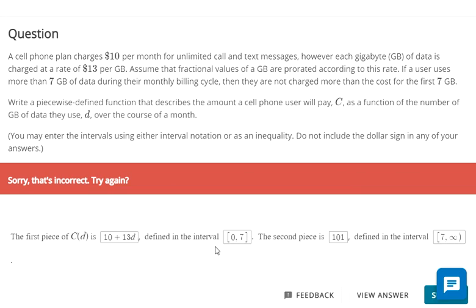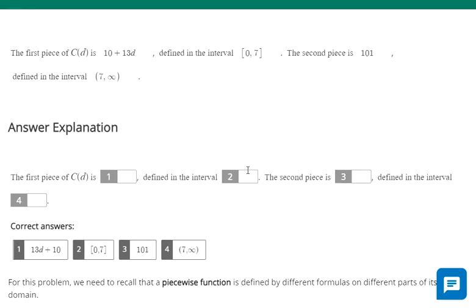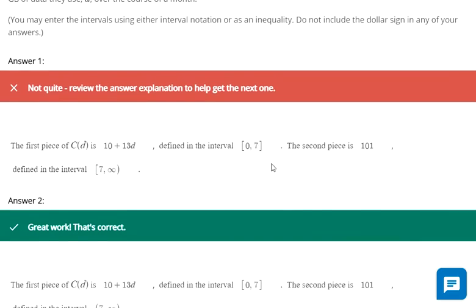13 gigabytes, 0 to 7. Oh, I need a parenthesis here. Otherwise, it's not a function. Because at the endpoint 7, if I got a bracket there, then it can't be defined in two different places. There we go. Okay, that's what they want. So just do interval notation like I did on this one.